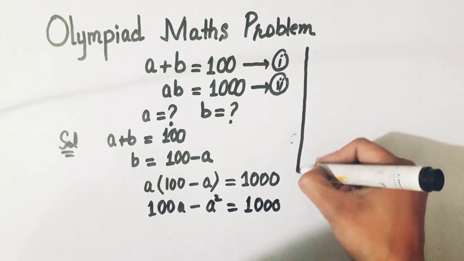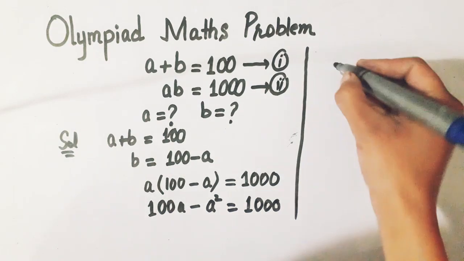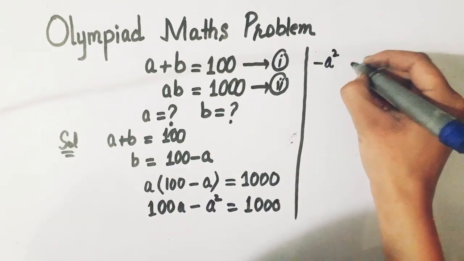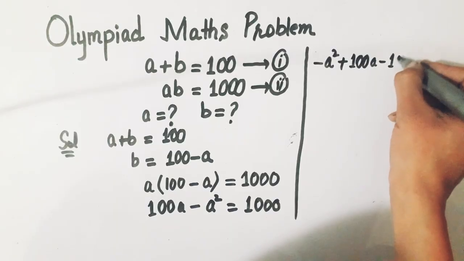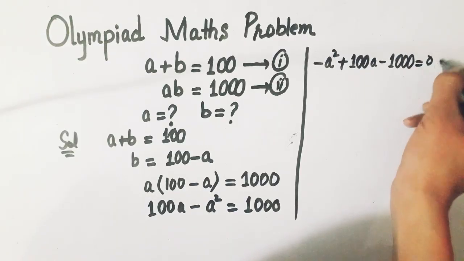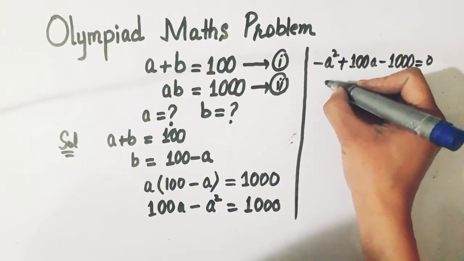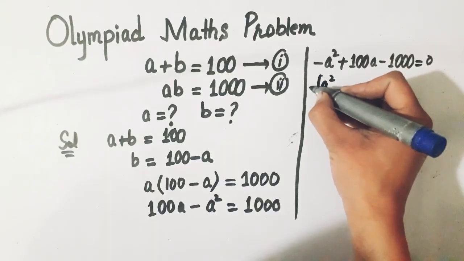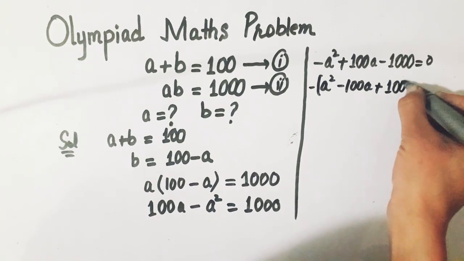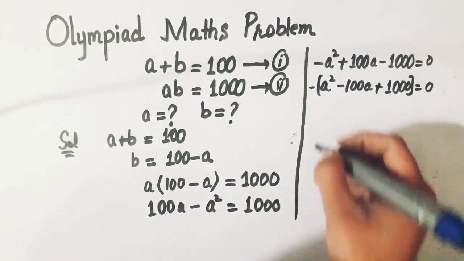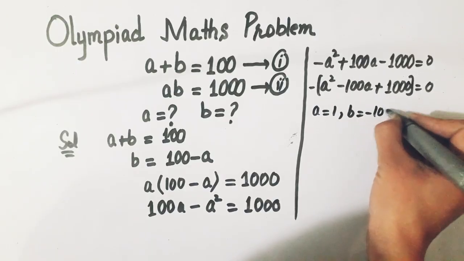Then this will become minus a square plus 100a minus 1000 equals 0. Now we will multiply by minus 1 on both sides. So we will get a square minus 100a plus 1000 equals 0.